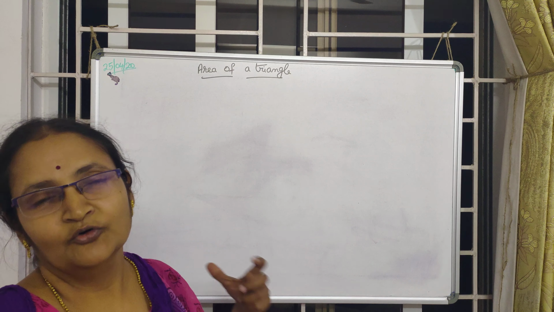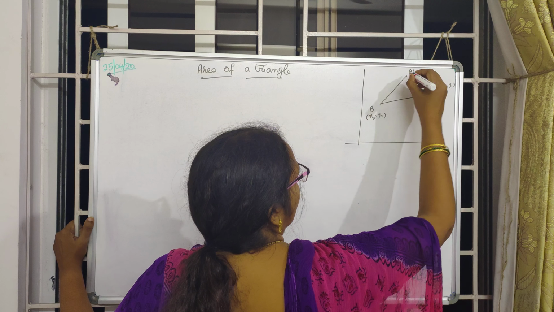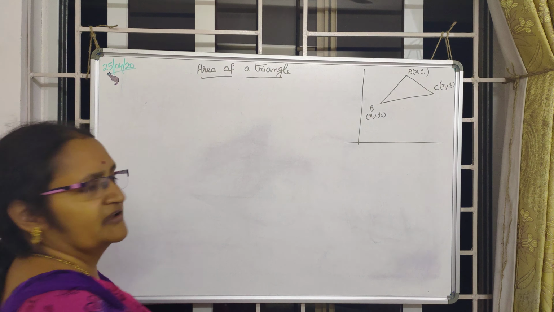Now please look at here. Take the coordinate axis. Take the point A here, A is (x1, y1). And take some point B over here, B (x2, y2). And take some point C there, C (x3, y3). Join all those points A, B and C. ABC is a triangle. We have to find out the area of the triangle.